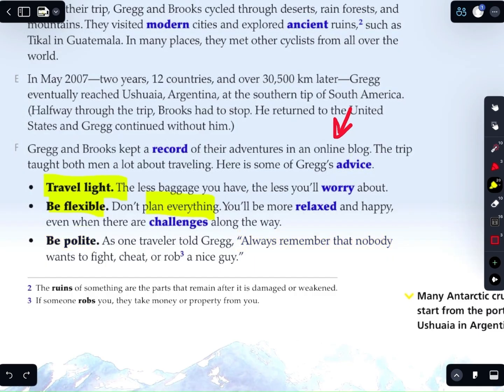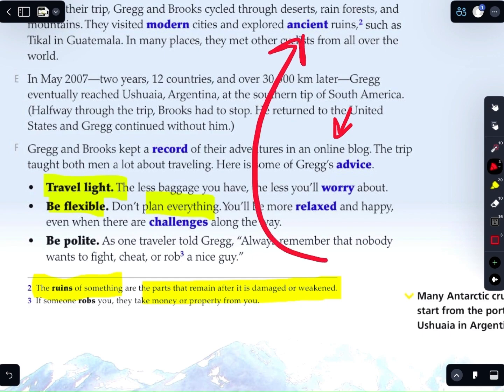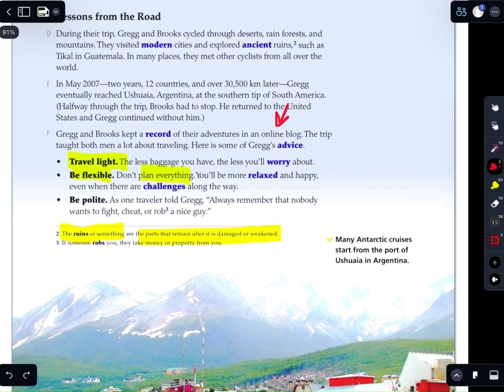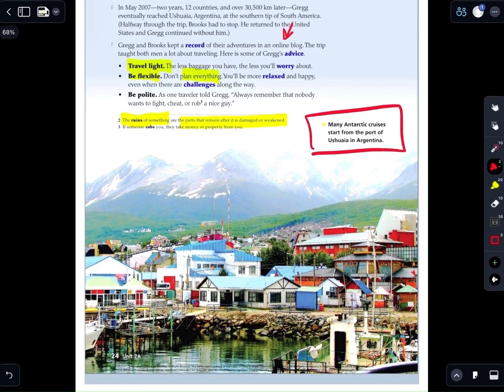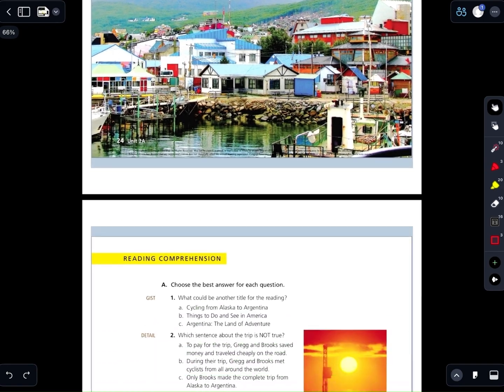And we have some words here. Ruins. Ruins of something are the parts that remain after it is damaged or weakened. So ancient ruins, these are very old ruins of buildings from a long time ago. If someone robs you, they take money or property from you. No one wants to rob a nice guy. Many Antarctic cruises start from the port of Ushuaia in Argentina. This is because it's so close to Antarctica. Okay, there we go. That is the reading.